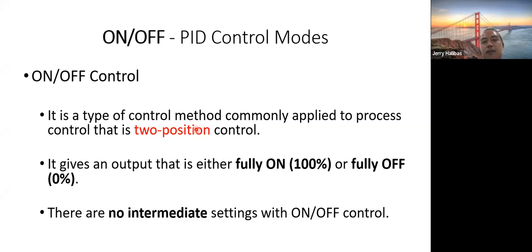So, take note that the on-off control system does not have an intermediate setting. There is no in-between, almost 100%. So it's only two states. It's like a digital control. It's logic 0 or logic 1.